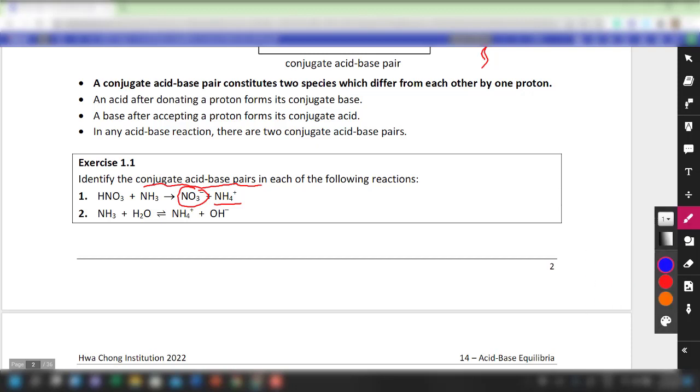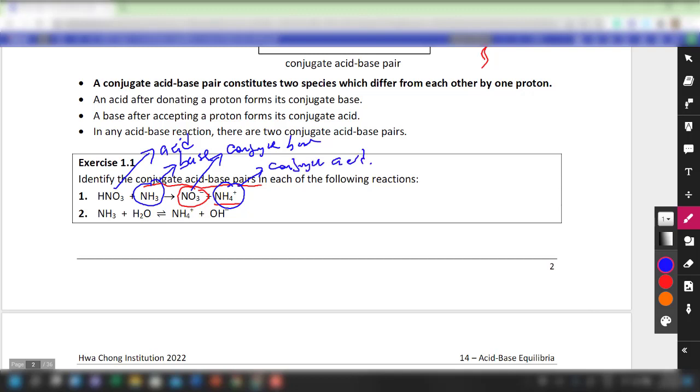So in this case, we will call nitric acid the acid. After nitric acid loses the H+, it forms nitrate, and we will call nitrate the conjugate base. In our case here, ammonia accepts the proton, so we will call ammonia the base. And after it forms ammonium, we'll call this the conjugate acid.